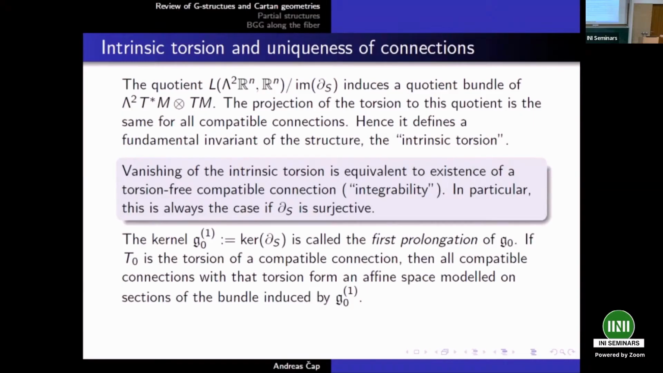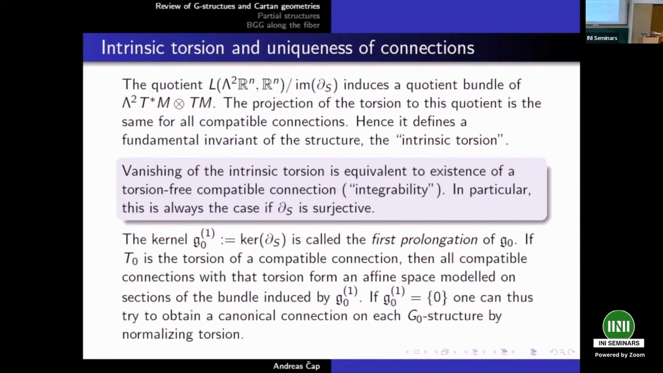Okay. So on the other hand, if you look at the kernel of this Spencer differential, and I'll denote this by G01, this is what is classically called the first prolongation of G0. Now if you take a compatible connection, look at its torsion, then the space of all compatible connections with the same torsion by construction is an affine space modeled on sections of the bundle induced by this G01. So you get an immediate description of all compatible connections with fixed torsion. And so in particular, if this first prolongation vanishes, you can try to obtain a canonical connection on each G0 structure by normalizing the torsion in some way.